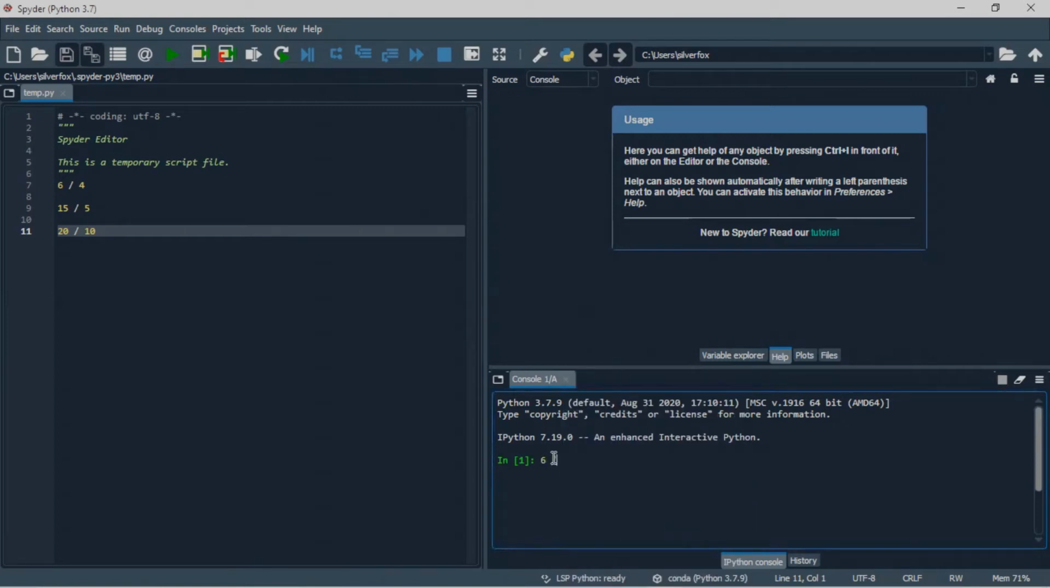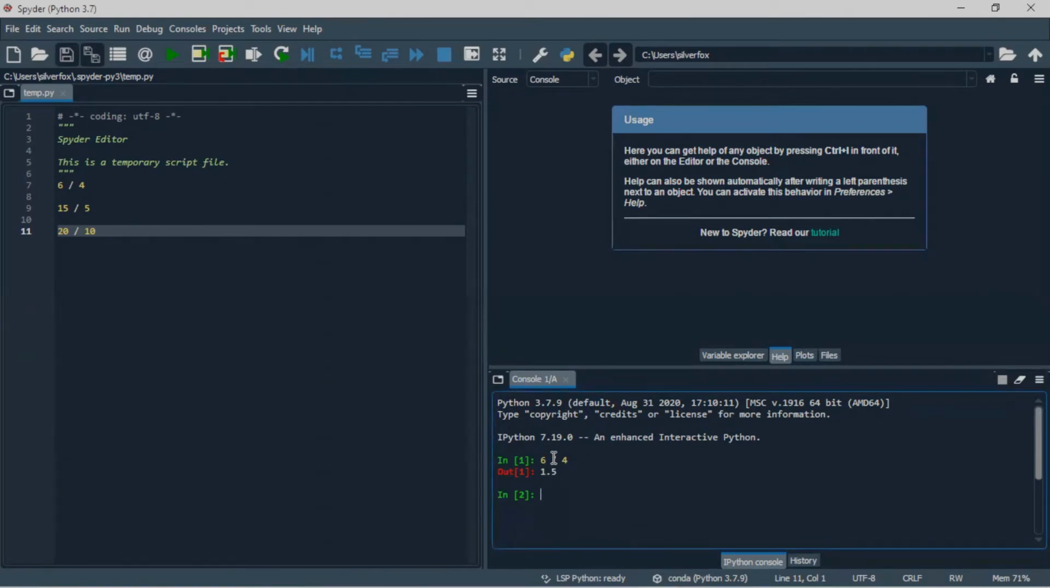6 backslash 4 gives us an answer of 1.5. So with division, we always know we'll get a fraction, but when it comes to Python, the numbers will be in decimals. So instead of being a fraction, it's 1.5.